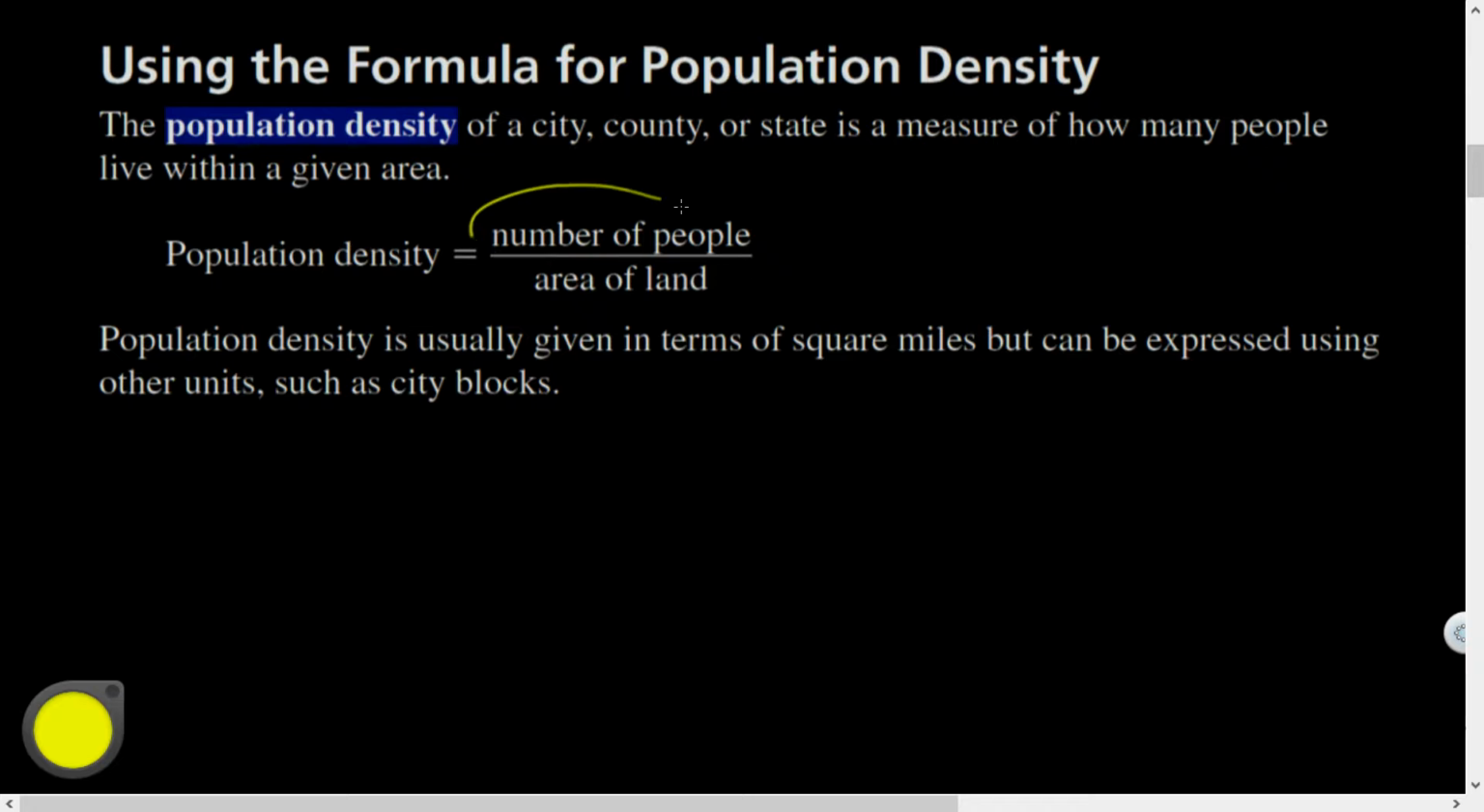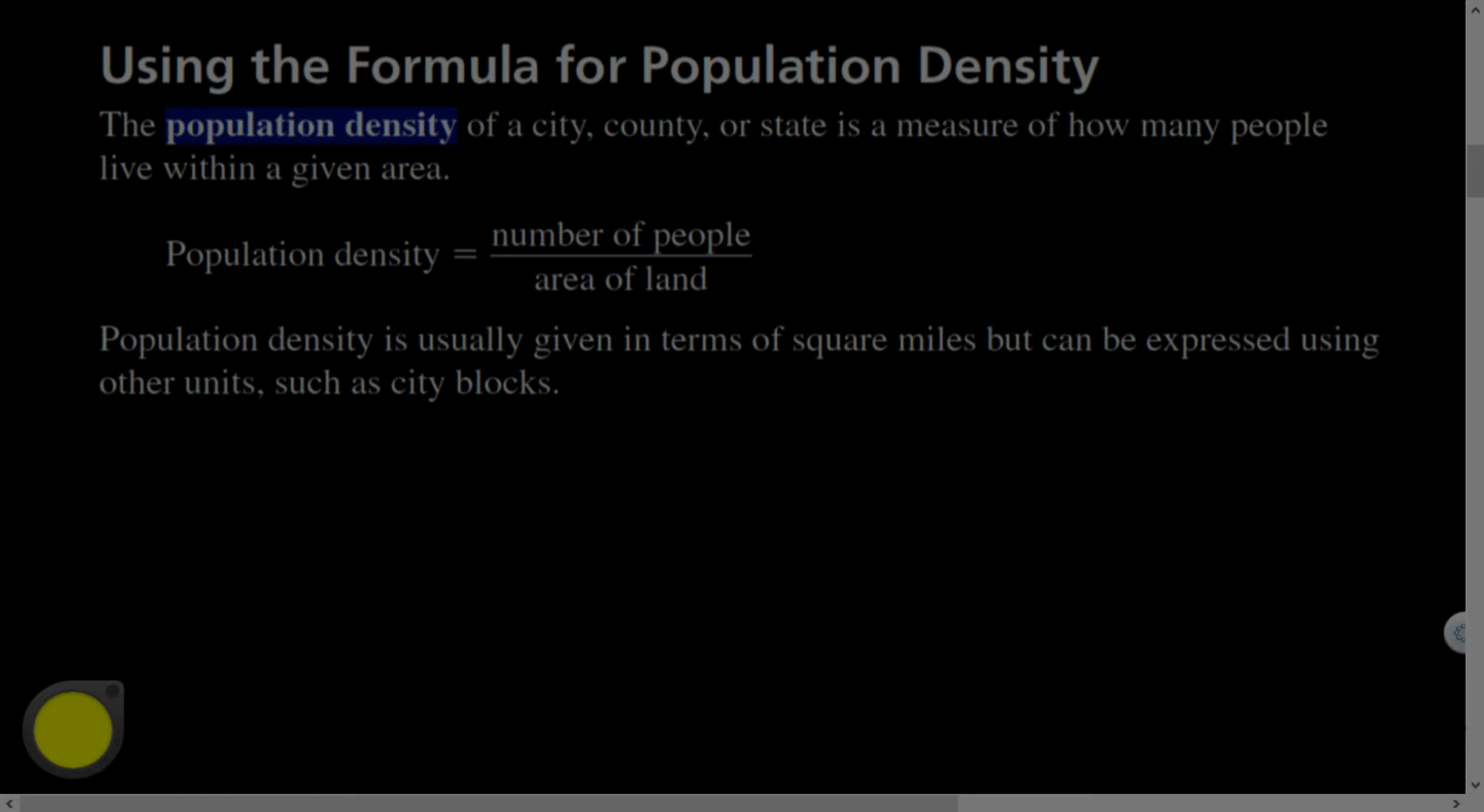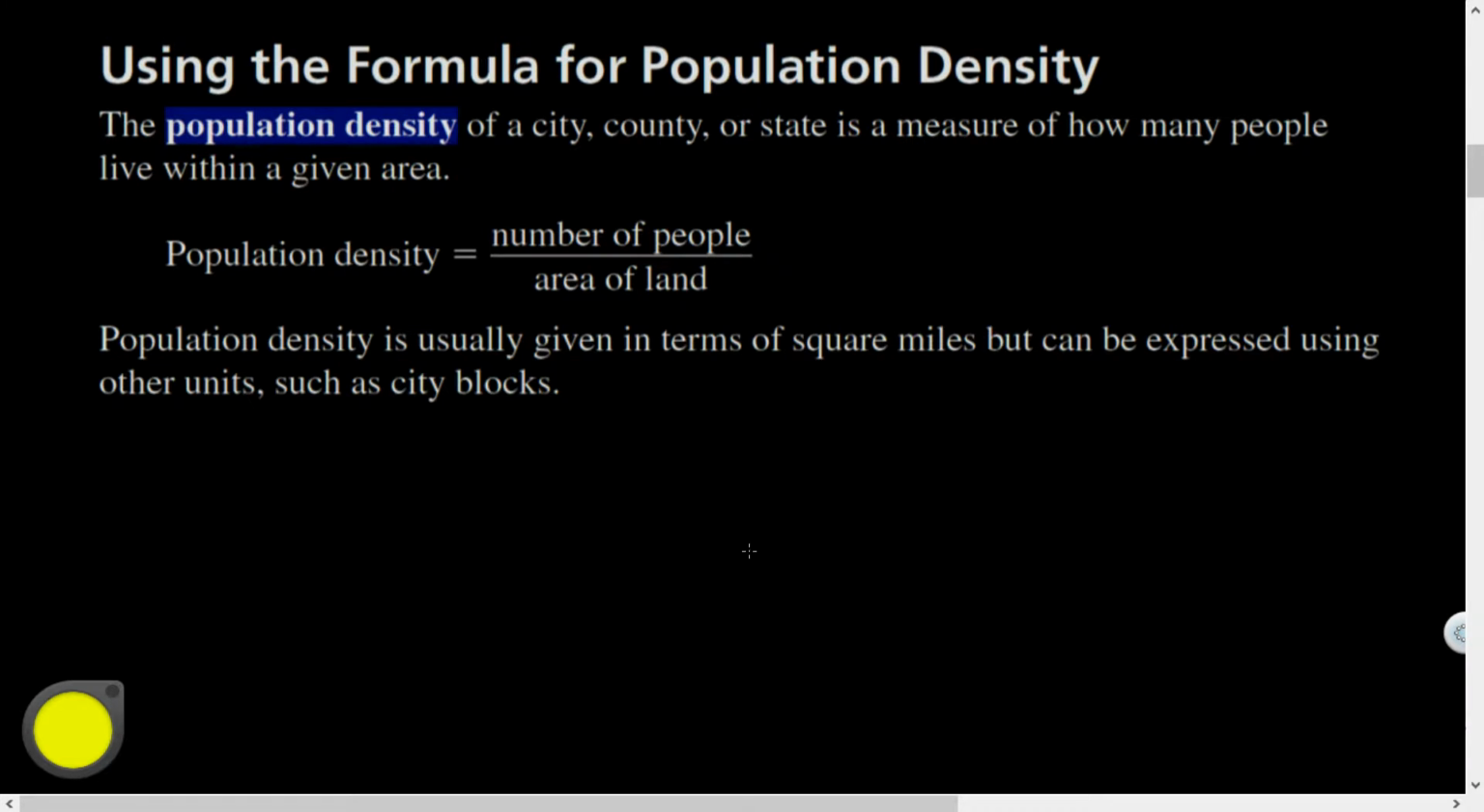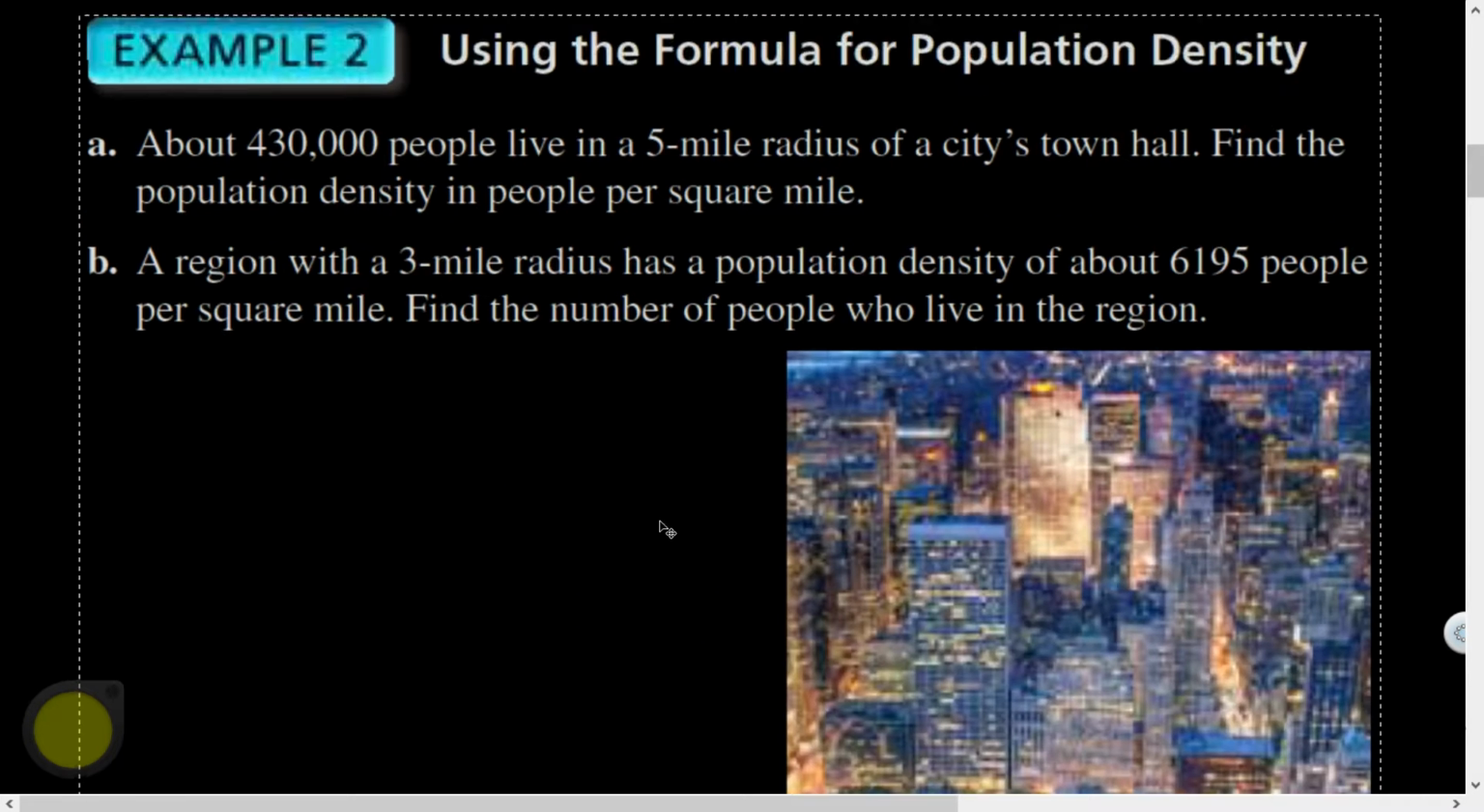Population density, you just take the number of people and divide by the land. And it's usually given in terms of square miles, but can be expressed using other units, such as city blocks. That's crazy sauce. So, what if, mis amigos, what if we were finding population densities based on circles?